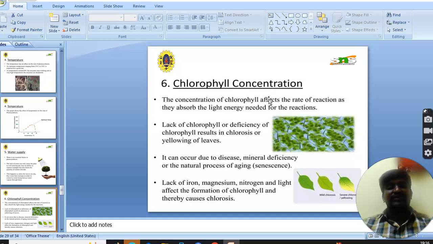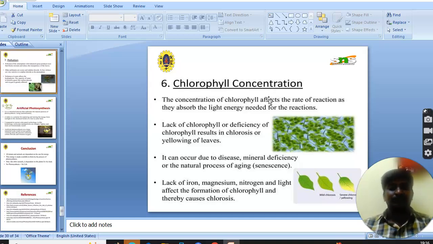Next, chlorophyll concentration. The concentration of chlorophyll affects the rate of reaction. Chlorophylls absorb the light needed for the reactions. The lack of chlorophyll, deficiency of chlorophyll, results in chlorosis, or yellowing of leaves. It can occur due to disease, mineral deficiency, or the natural process of aging. Lack of iron, magnesium, nitrogen, and light affects the formation of chlorophyll and thereby causes chlorosis.